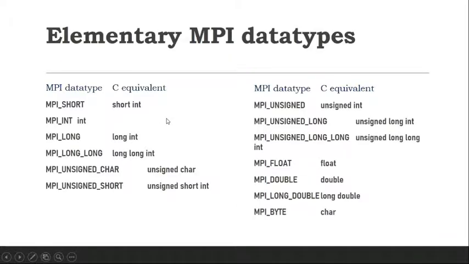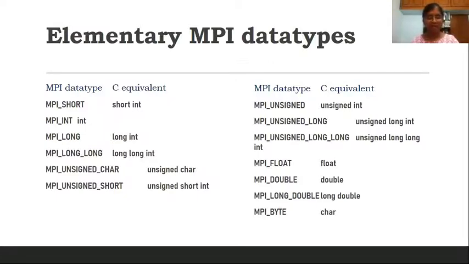And now we have the elementary MPI data types. Here we are seeing the MPI data types and their equivalent in C. C programming we are all aware of, so it would be easy for us to correlate how the data types defined in MPI work and what their functions are. So we have MPI short, which is similar to short int, and we have MPI int.